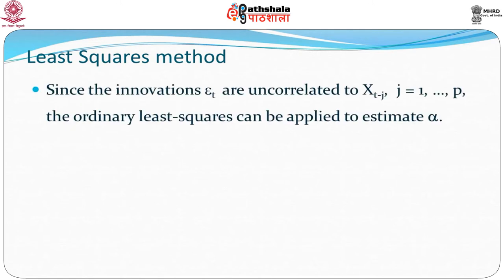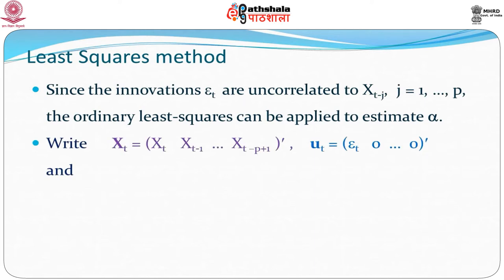Now, the innovations epsilon_t that we have on the right hand side of the model are uncorrelated to x_{t-j}, that is all the past values of x. The current value of x is not on the right hand side, it is on the left hand side, so it is the response, so we need not be bothered with it. Past values are uncorrelated, and hence we can use ordinary least squares. This will give us a consistent estimator for alpha. How do you do that?